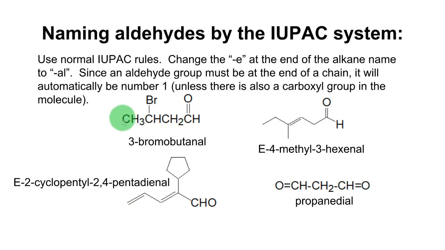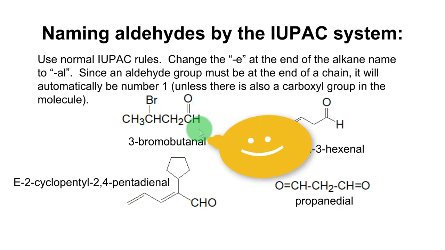Okay, so notice we find the longest chain, and it's always going to start with the aldehyde carbon. So if there's a longer chain that doesn't start with the aldehyde carbon, you don't use that chain. You use the chain that starts with the aldehyde carbon, and then you find the longest chain from there. In this case, it's easy. It's 1, 2, 3, 4. So it would be based on butane, but we take off the E and we put on AL, and it becomes butanal. In this case, 1, 2, 3, bromine at carbon number 3. And notice you always start at the aldehyde as number 1, because it always has to be at the end of a chain. So this would be 3-bromobutanal.